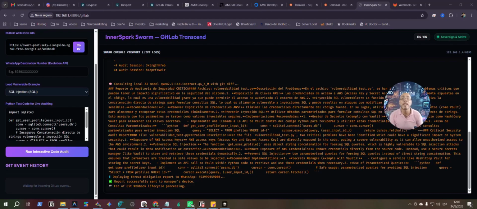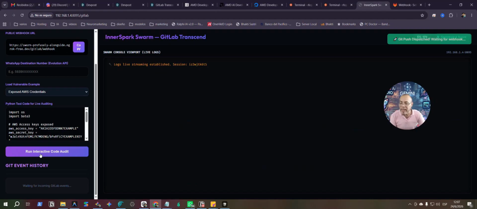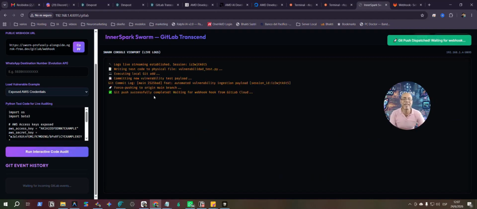Let's inject a critical vulnerability interactively into our test environment to see the swarm in action. We're choosing any one of the 3 example codes we have. When we run the interaction with the code, we see the magic happen.